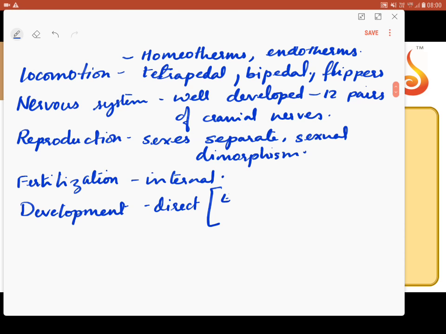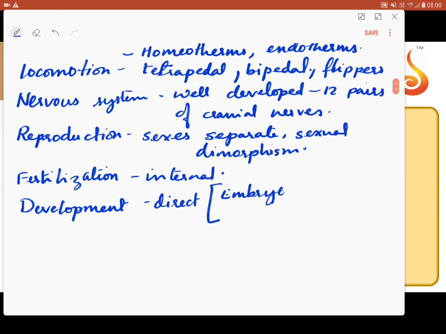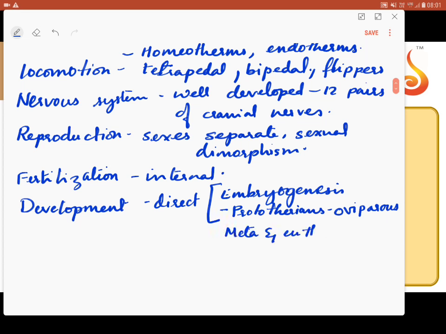But in terms of embryogenesis, first, prototherians exhibit oviparous egg-laying conditions. Meta and eutherians exhibit viviparous. I hope mammals is also clear to you.